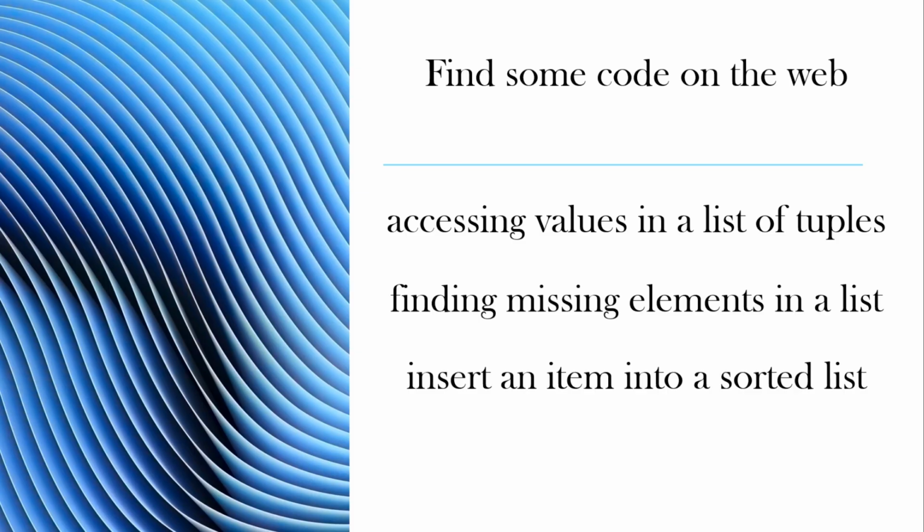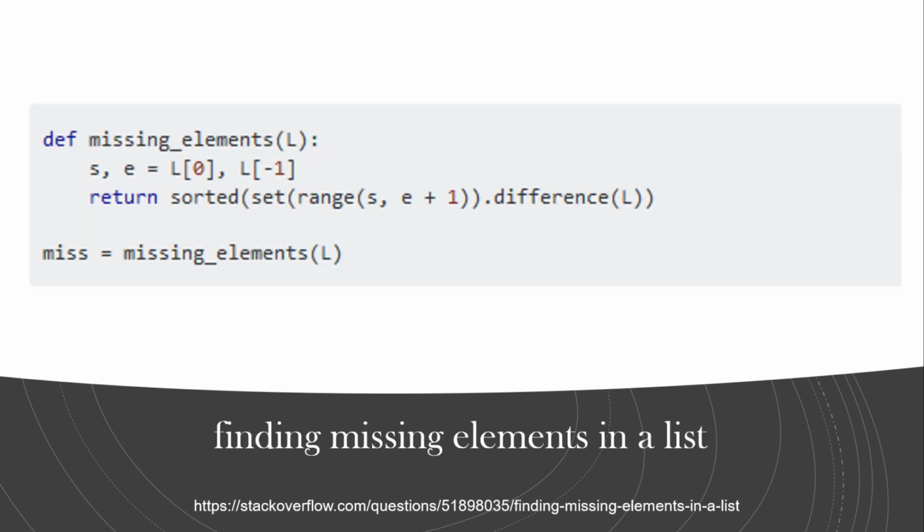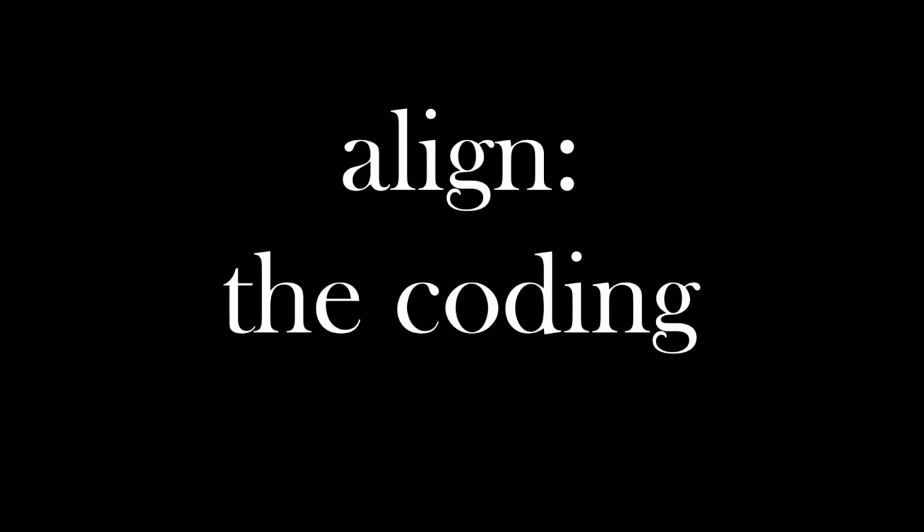We need to be able to access values from a list of tuples. We need to find missing elements in the list. We need to insert an item into a sorted list. So here's the code. First one, we can use a list comprehension. Missing elements, we can use a function found on the web. And the final one, we use insort from bisect to insert a number into a sorted list. So let's have a look at the code.